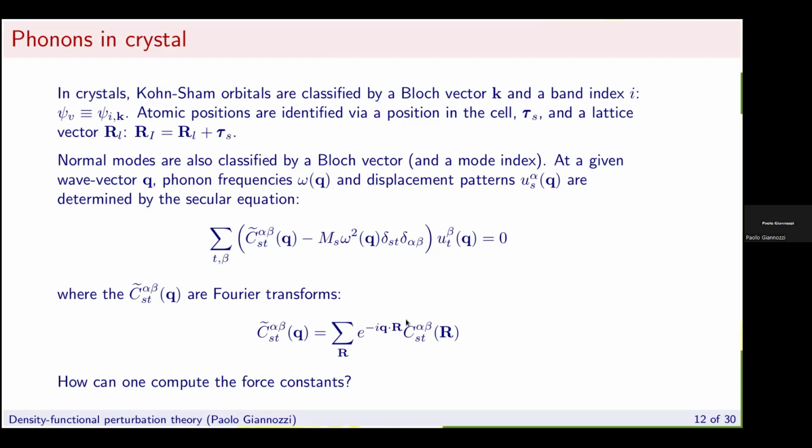So instead of the matrix of the force constants, what we need is the Fourier transform of the same matrix of the force constants. So we just need that Fourier transform, and we get directly the phonon modes and the phonon energies at the given wave vector Q.